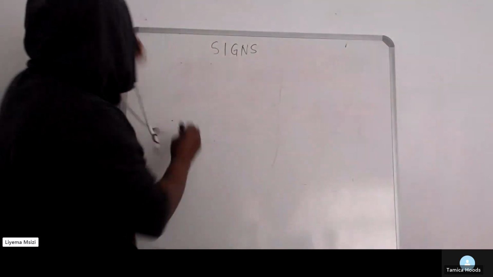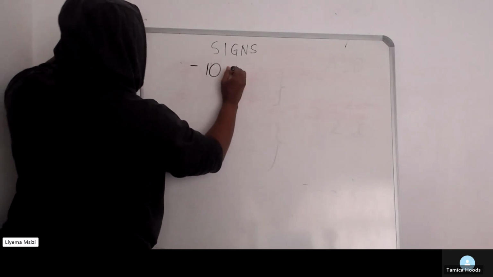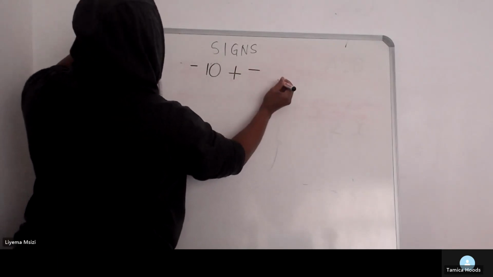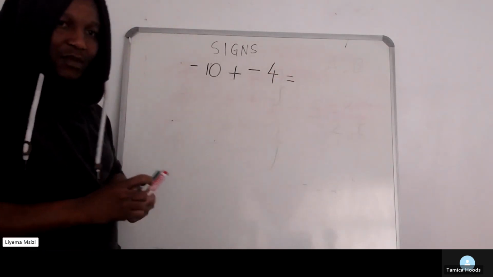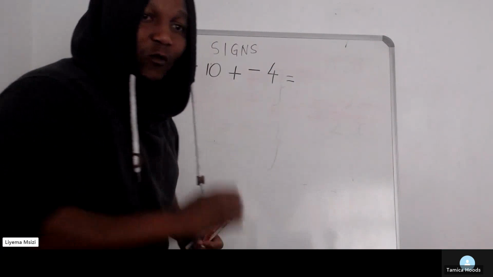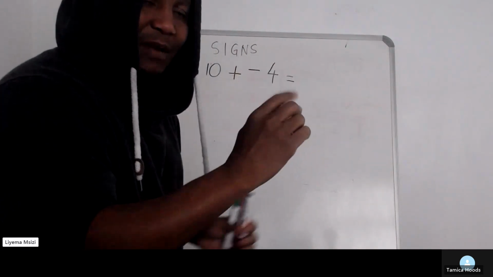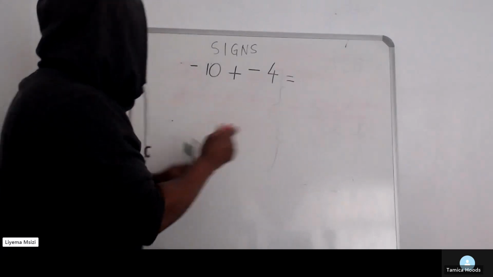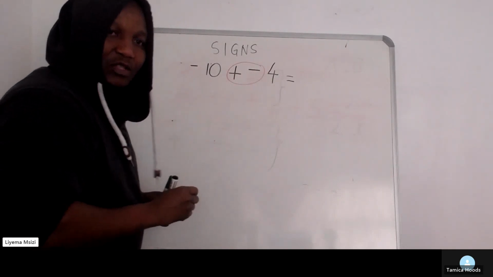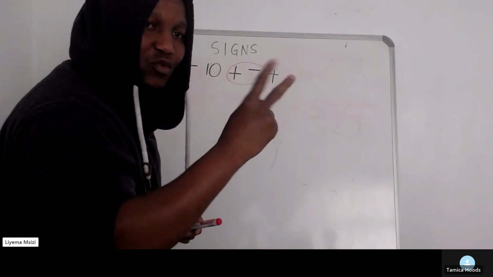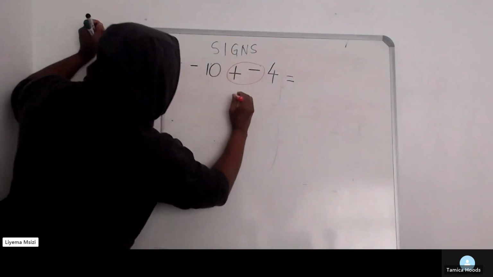Let's say somebody gives you negative 10 plus minus 4. First and foremost, whenever you have two signs, condense them to be one sign. I see there's a plus and minus here in between. What does plus and minus give? They are two different signs, so it's going to give us negative. Plus and minus is going to give us minus.